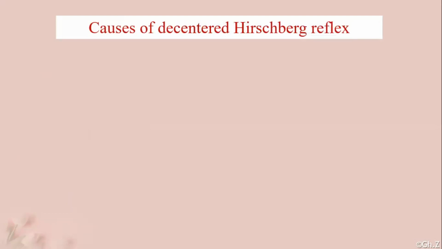So now if I ask you, and I posted this question before on WhatsApp, what are the causes of a decentered Hirschberg test or Hirschberg reflex? I know you answered it, but please answer it again because I want to stress another point. If you do the Hirschberg test and you find a decentered reflex in one or both eyes, what could be the reasons or causes? I just wanted to stress the order.